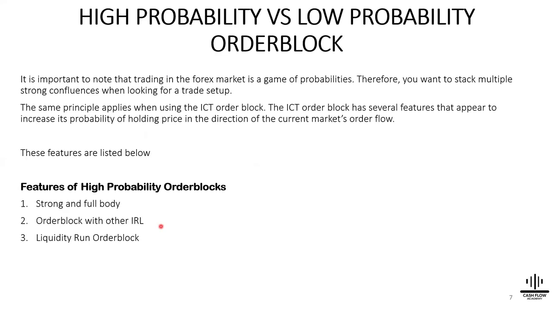Now, the second feature is we want to see the order block with other internal range liquidity. I'm going to be showing you examples, even though the order block itself is an internal range liquidity. In the last lecture, I explained external and internal range liquidity. And then the last is liquidity run order blocks. All right, let's get right into it.